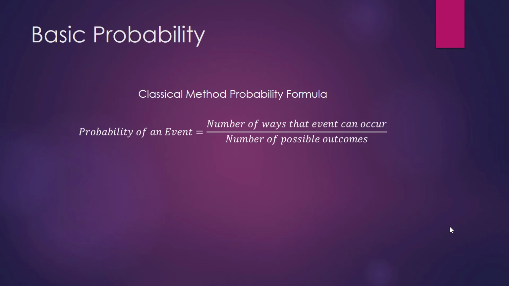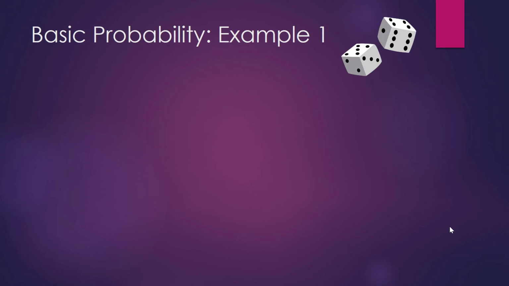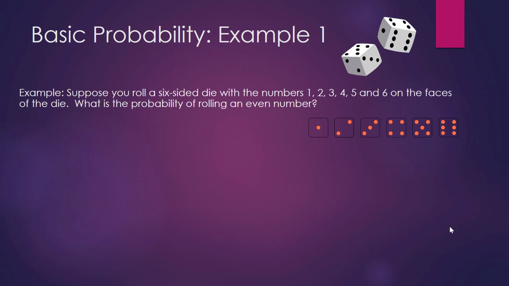Basic probability. The classical method probability formula states that the probability of an event is the number of ways that the event can occur divided by the total number of possible outcomes. Example 1. Suppose you roll a 6-sided die with the numbers 1, 2, 3, 4, 5, and 6 on the faces of the die. What is the probability of rolling an even number?